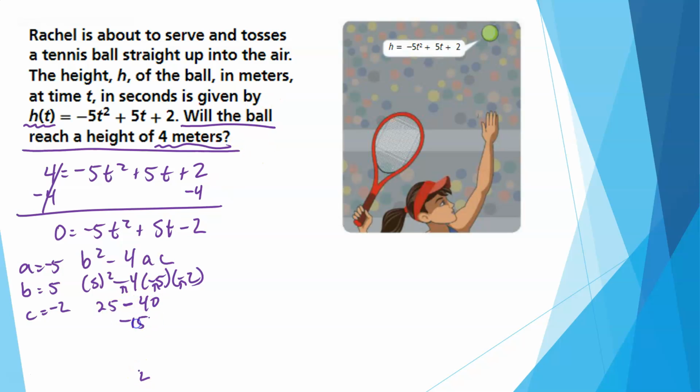25 minus 40 is -15. Again, I haven't found any answers, but when I get a negative discriminant, that means there are 2 non-real solutions, which means that it actually doesn't happen in the real world. There aren't any real solutions. So since there are no real solutions, the ball will never reach 4 meters.